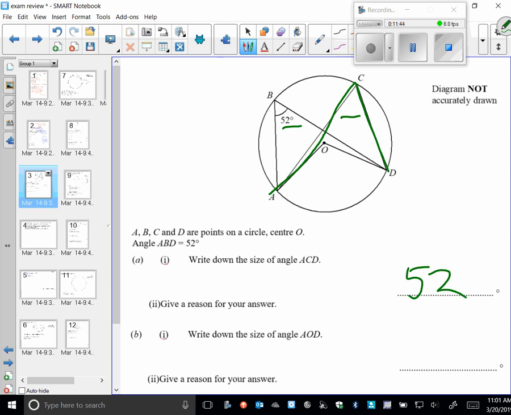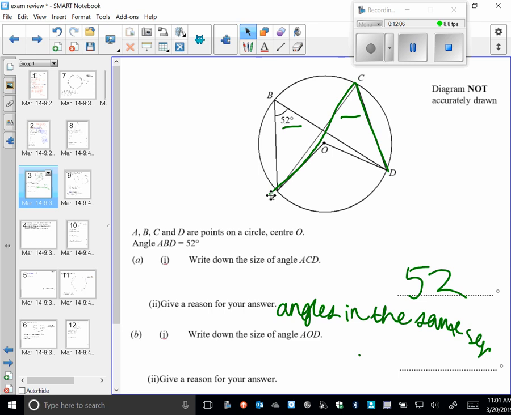So it says give a reason for your answer, so you need to give that reason. Here. No, above it. There's no line for it. Same segment or on the same arc? You've got 2 choices there.